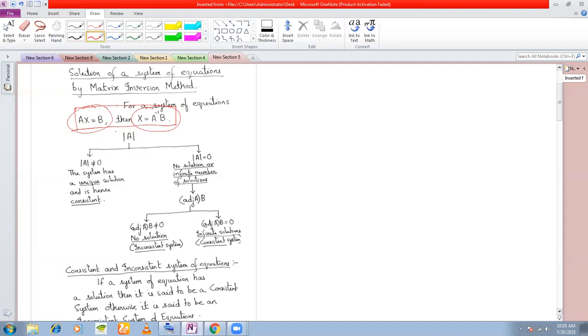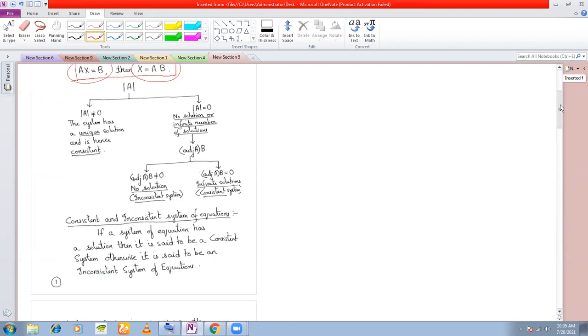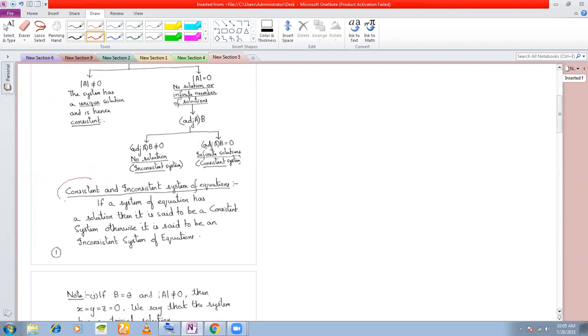Now, in order to check whether the system has a unique solution or whether the system is consistent, let's see what we mean by a consistent system of equations. If a system has at least one solution, then the system is said to be a consistent system. Otherwise, if the system has no solution, it is said to be an inconsistent system. So inconsistent means no solution. Consistent means at least one solution exists. There can be an infinite number of solutions also. Even then, the system is consistent because it has at least one solution.